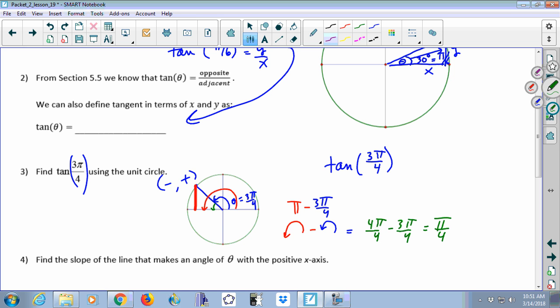Okay, so pi over 4 is our reference angle. So then what do we know about the values of x and y here? What are they for pi over 4?